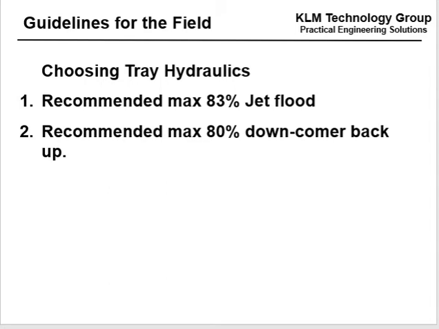Choosing tray hydraulics. Recommended is 83% jet flood. Recommended is about 80% downcomer backup. Jet flood is on the vapor side. Downcomer backup is on the liquid side.